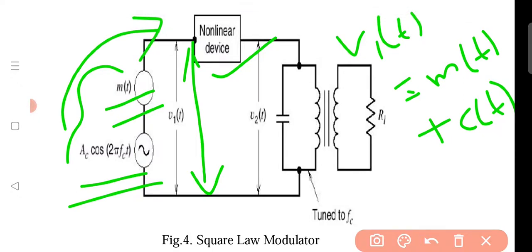So V1 of t equals m of t plus c of t. That is written in another form as m of t plus Ac cos 2 pi fc t.